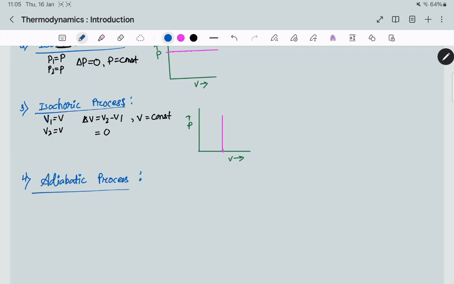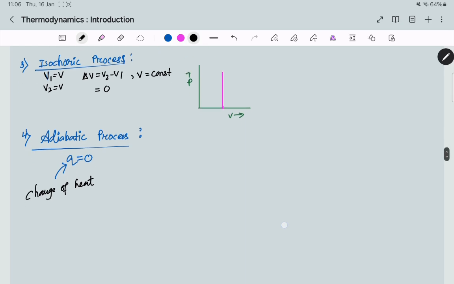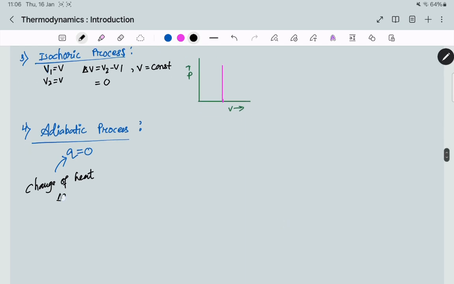Okay, adiabatic process. Now in adiabatic process, remember that Q equals 0. In some books, Q is considered as change of heat. But for better understanding, you may take delta Q equals 0. Delta Q is also representing change of heat. Delta means the change. So small q doesn't mean that heat is equal to 0. No, the change of heat equals 0.